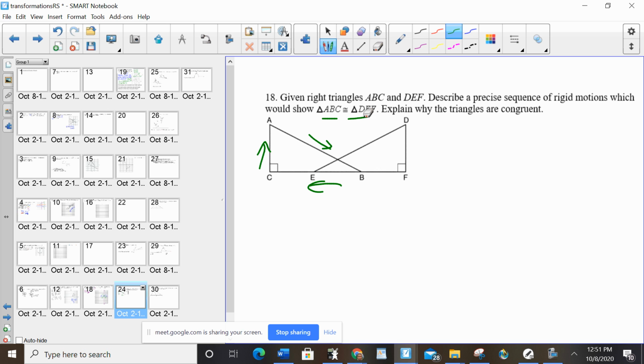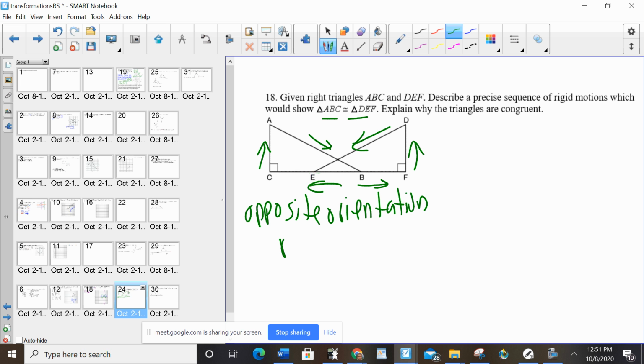A, B, C, D, E, F. A, B, C is going clockwise. D, E, F is going counterclockwise. It has opposite orientation. If the orientation is different, then it must be a reflection.